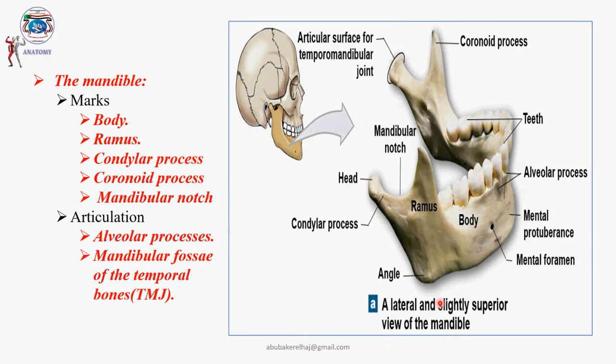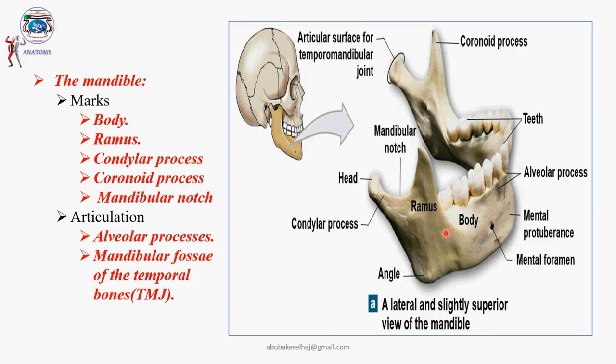The last separated and movable bone in the facial skeleton is the mandible. The mandible consists of the body of the mandible, and we have the ramus of the mandible on both sides, right ramus and left ramus, and then we have the condylar process and coronoid process of the ramus of the mandible. Also we have the mandibular notch between them.